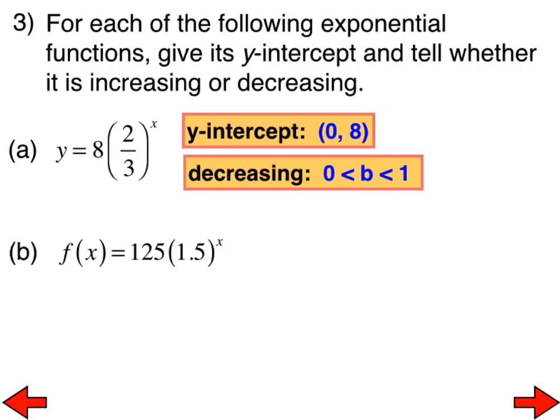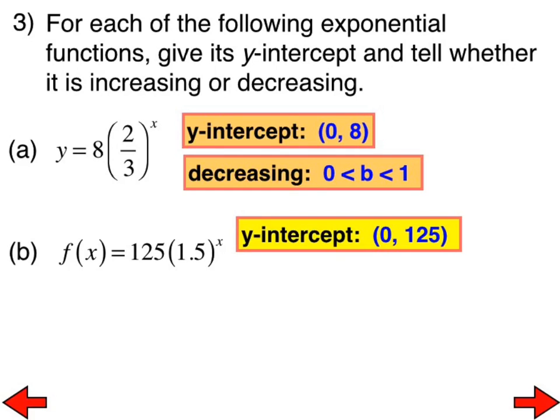Spencer, part B. The y-intercept is 125 and it's increasing. Let's state it as an ordered pair, though. Look at what I have for part A for the y-intercept. The y-intercept is always 0, something, because it lies on the y-axis, correct? You told me it was 125. Let's state it as an ordered pair. 0, 125. Okay. Now, increasing or decreasing?